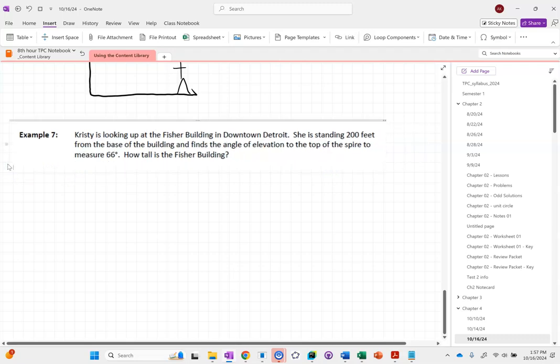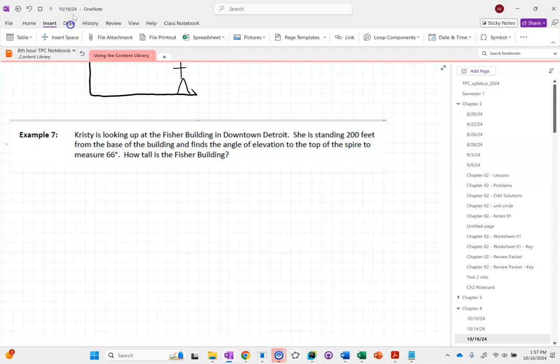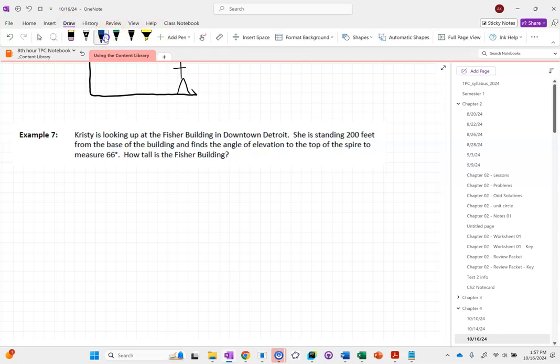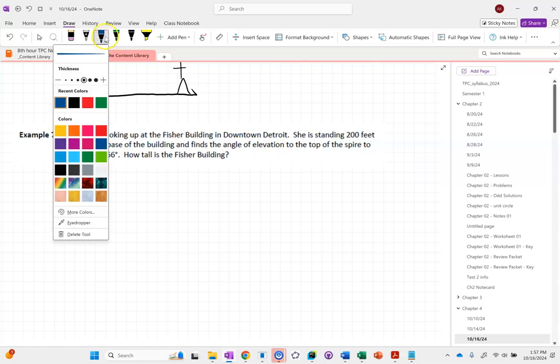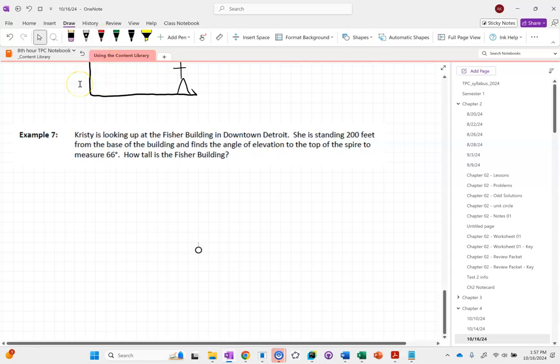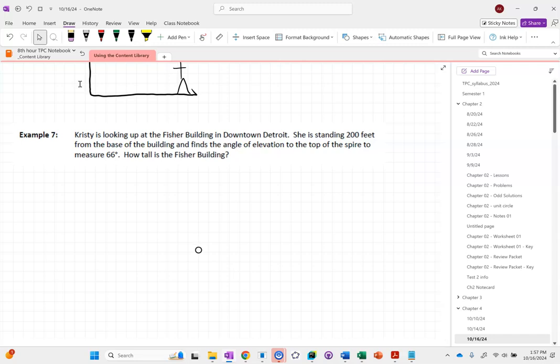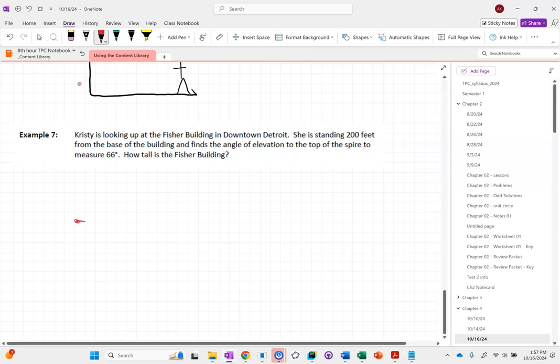And then you'll be asked to build a picture and solve. So it says, Christy is looking up at the Fisher Building in downtown Detroit. She is standing 200 feet from the base of the building and finds the angle of elevation to the top of the spire to measure 66 degrees. How tall is the Fisher Building?